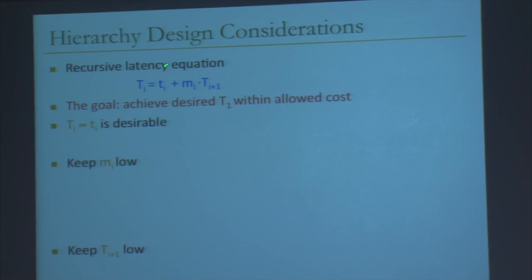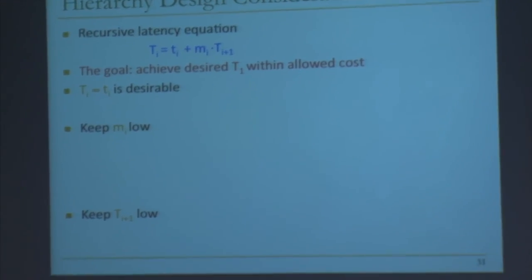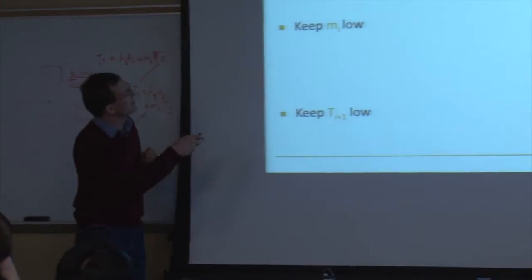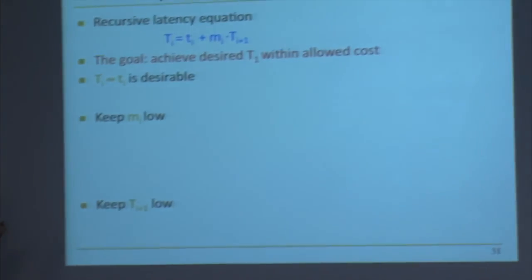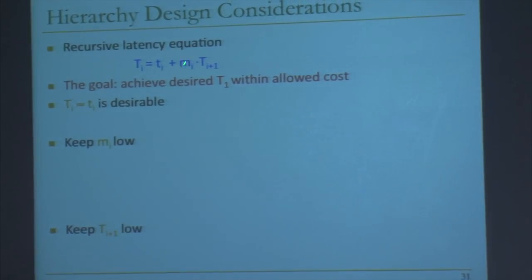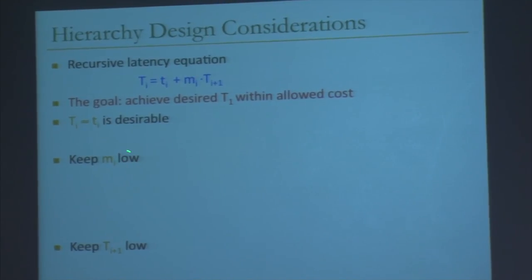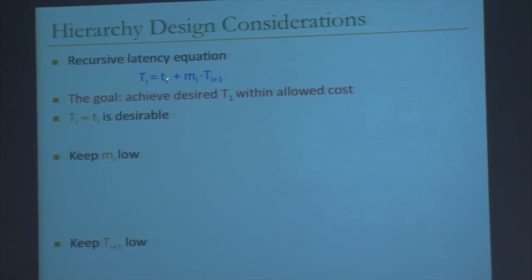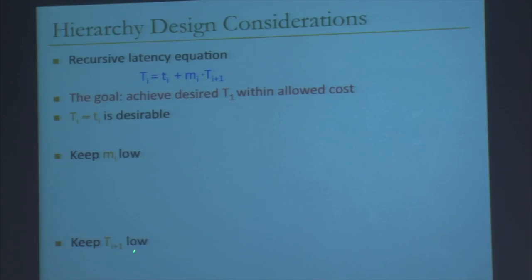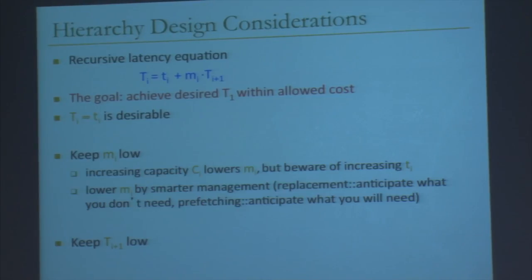You would certainly like to minimize Ti as much as possible, but there's a downside to that. If you would like to minimize the Ti, then your capacity needs to be smaller. Let's assume that you have some Ti that's inherent. You would like to minimize this portion. So how do you minimize that portion? Well, you can keep the miss rates at this level low, or you can keep the Ti plus 1, the access latency of the remaining levels, low.